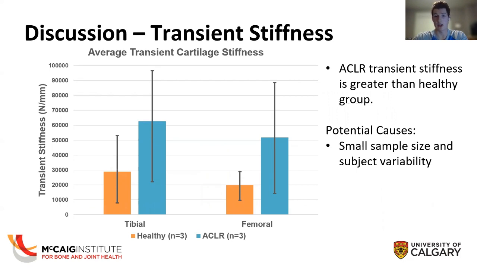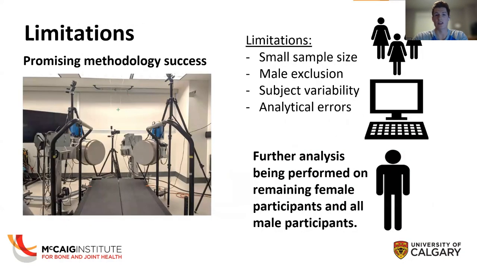This change was not expected, and further research on a larger sample size is required to determine if these results are actually representative of the larger population. So these initial results suggest that the changes to cartilage stiffness due to OA are observable via this method. However, we are severely limited by the small sample size as well as male exclusion, which are both areas of future research, which are currently being worked on.